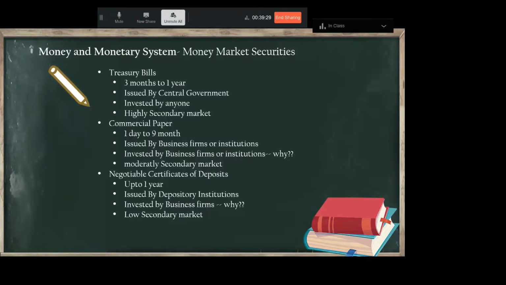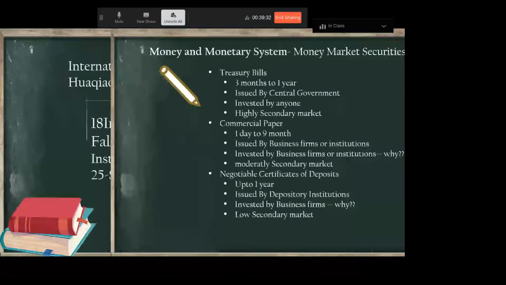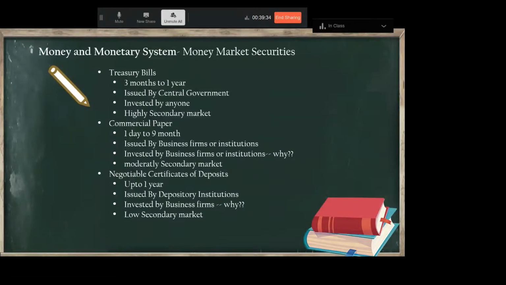So a money market security is short term. Remember that. It's not long term. It's a short term promise, a short term security. Short term, we know, should be less than or equal to 1 year. So from 1 minute to less than or equal to 1 year, that's short term.